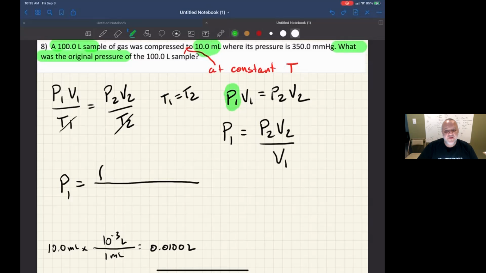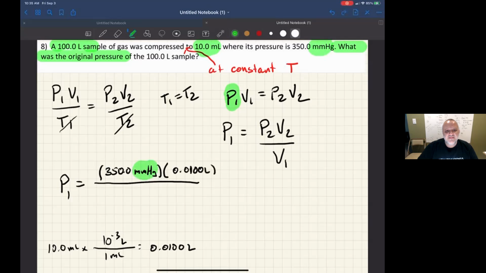All right, let's put it together. P2 was 350 millimeters of mercury. The same thing applies with pressure, there are no negative pressures. And so the answer I get will be in millimeters of mercury.